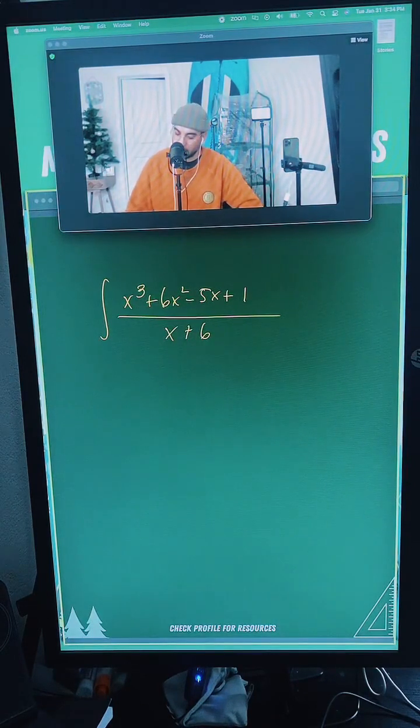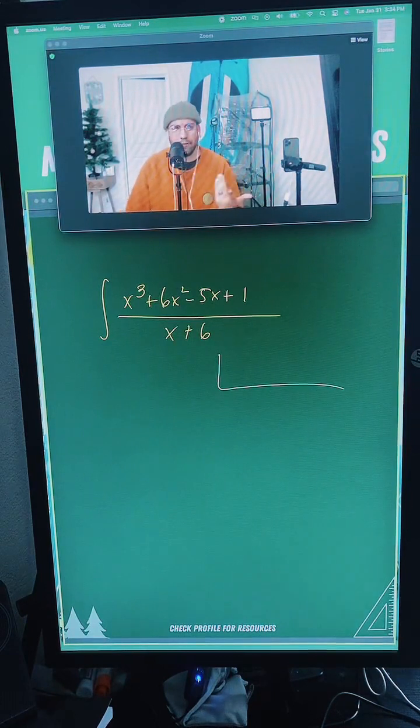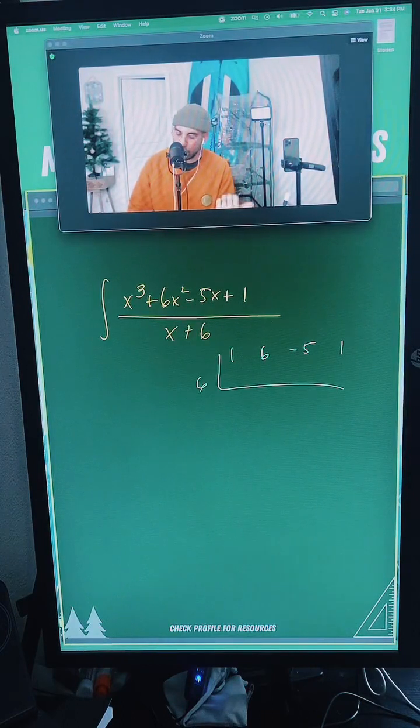So synthetic, here we go. We're going to put the coefficients of the top. We're going to start off with 1, 6, -5, and 1. What do I put on the outside? Do I put a 6, or do I put a -6?